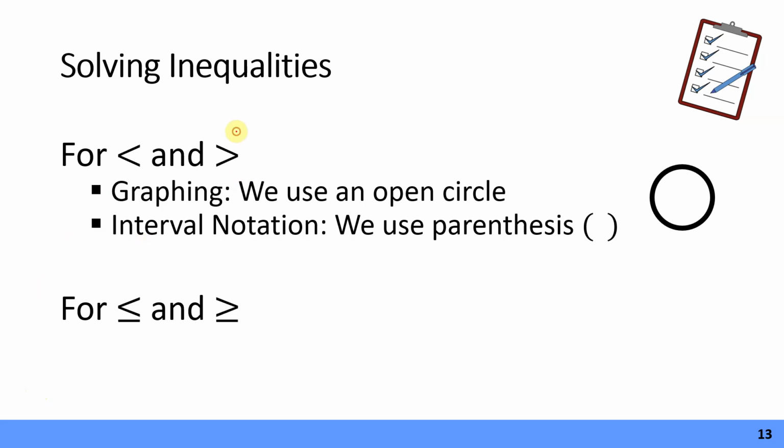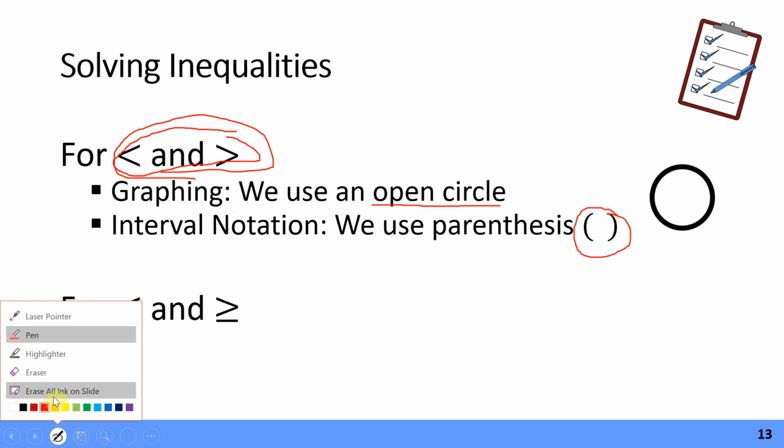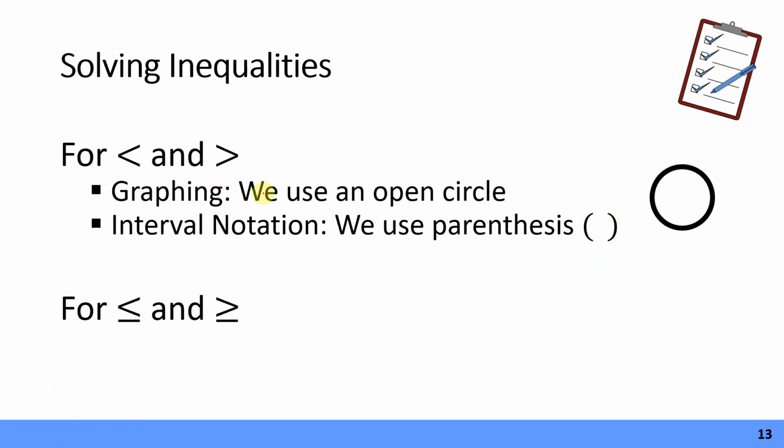When you see these two signs on your problem, we are going to use an open circle when we're graphing. And again, I know that makes no sense, but don't worry. I'm going to show you in a little bit what I mean. And make sure you also write this down. When you see these signs, you're going to use parentheses. That's very important. So again, when you have these two signs, you're going to use parentheses.